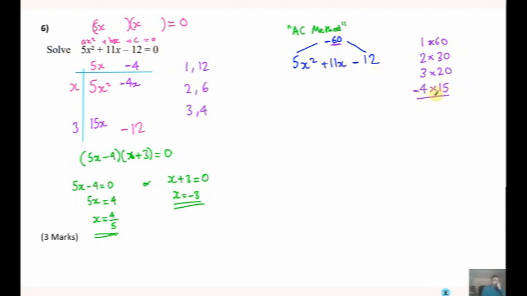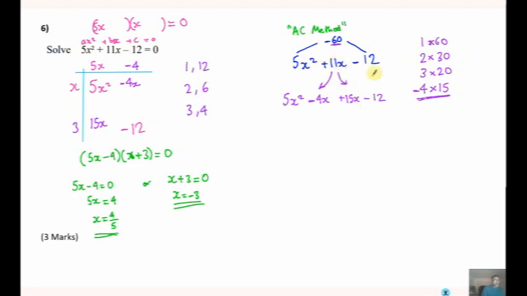So I found my two numbers, and it's also known as the splitting the middle term method, because now what I'm going to do here is split that plus 11x into those two numbers. So if I write 5x squared minus 4x, and then the other one's going to be plus 15x minus 12.